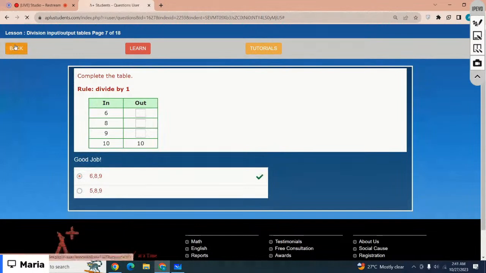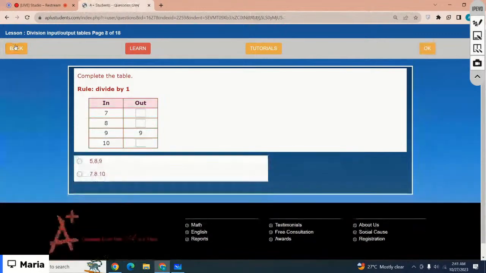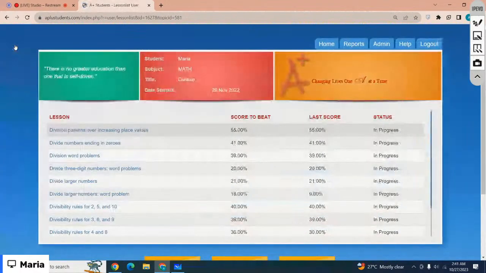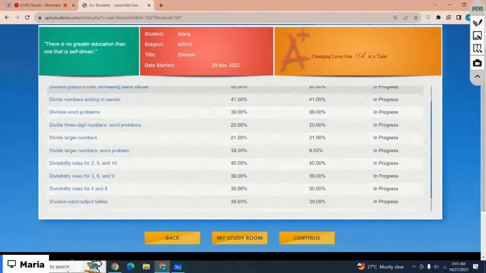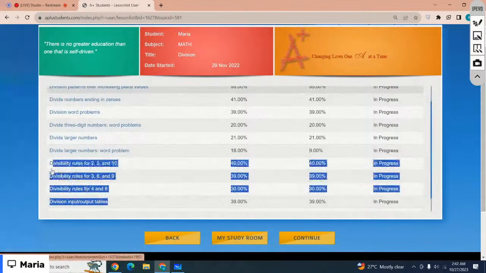So we were working on grade 3 math. The chapter we're working on is division, and the lessons we have covered today are divisibility rules for 2, 5, and 10, divisibility rules for 3, 6, and 9, divisibility rules for 4 and 8, and division input output tables, right?